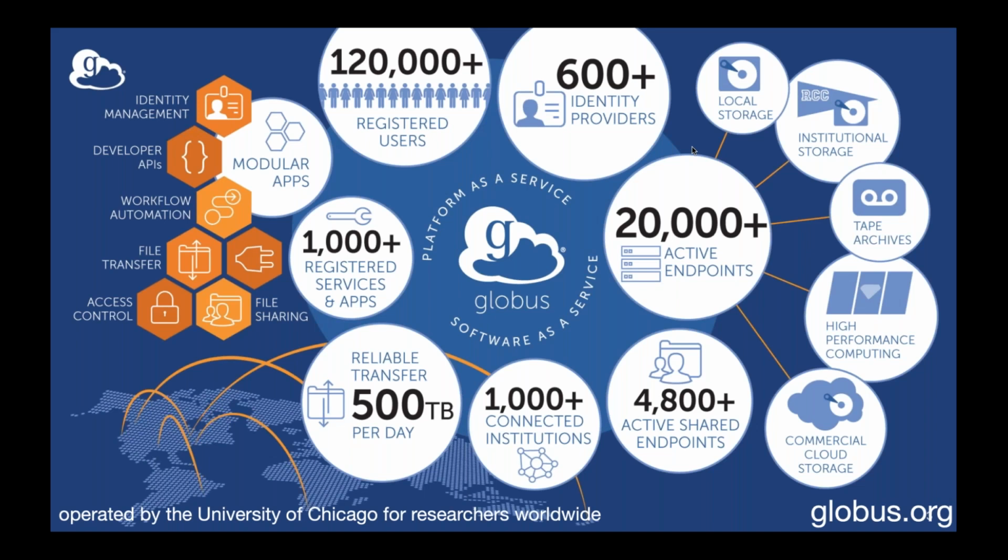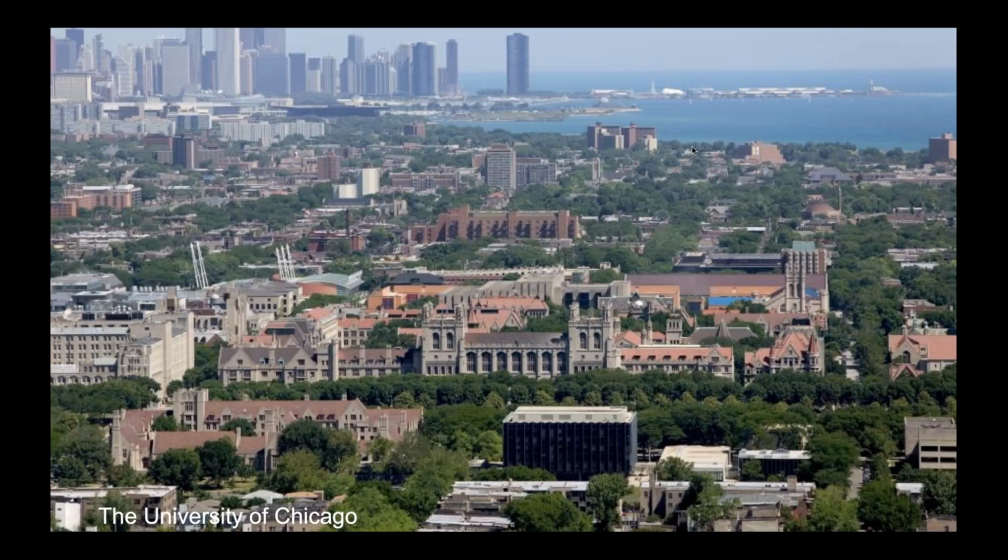You access it using web clients or command line tools. 120,000 registered users, more than 20,000 active endpoints, storage systems that are accessible via Globus, and thousands of institutions that operate Globus endpoints to support their users. And then on the left-hand side, we see a range of different APIs that power users can use to do interesting things.